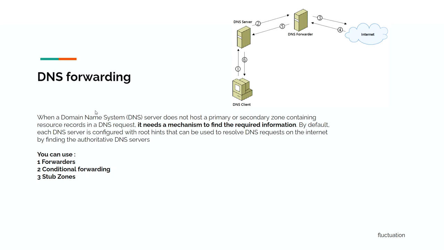So for example, let's say I want to go on a website, like CNN.com, okay? The thing is that my DNS server doesn't know CNN.com, the news. So it will forward it to a DNS forwarder if you type one. Otherwise, it will ask the root server, okay?